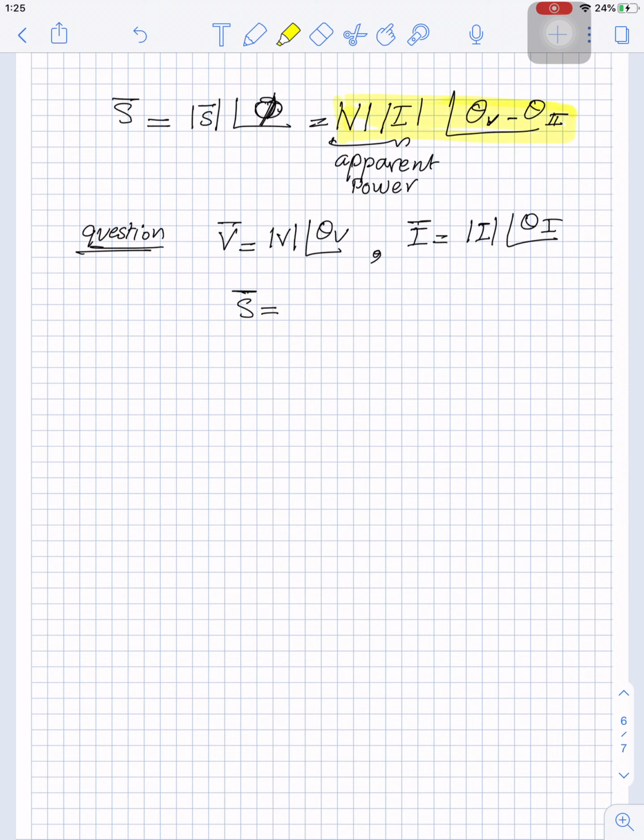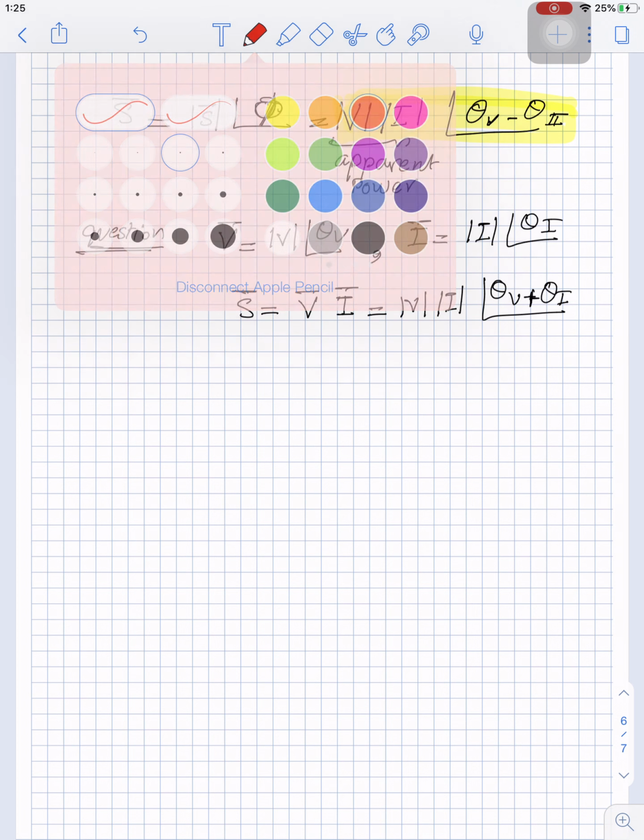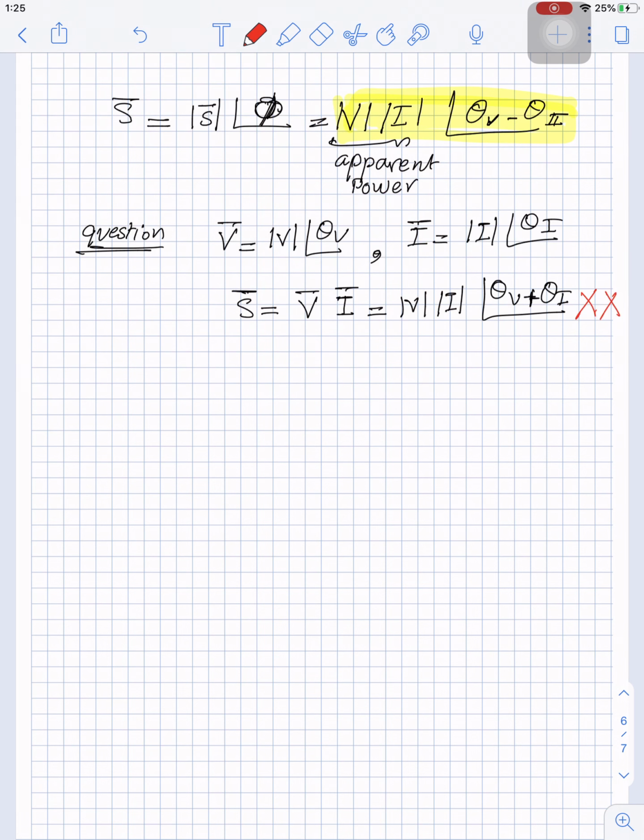So can we say that S vector equals V vector times I vector? Or what is the mistake here? If we say that S equals V vector times I vector, the multiplication of two vectors, you multiply the magnitudes and you add the angles. So this will give us magnitude V times magnitude I with an angle theta V plus theta I. And this is not correct. Why? We need the angle to be negative while the angle here is positive.